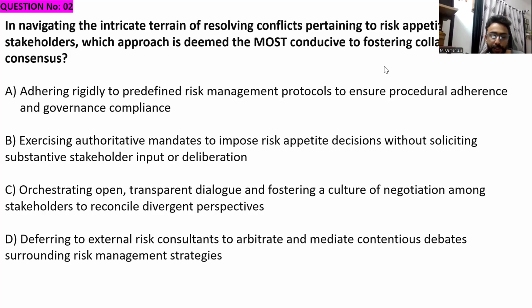risk management strategies. This option doesn't feel right because if stakeholders are in conflict and they are not able to resolve it, it's more difficult for a third party to come into that management system and go through all the risks and all the projects and all the portfolios and then consult you on what to do and what not to do. First priority should be to solve it internally among the project team management.